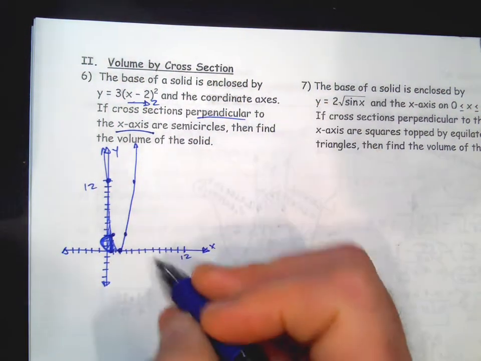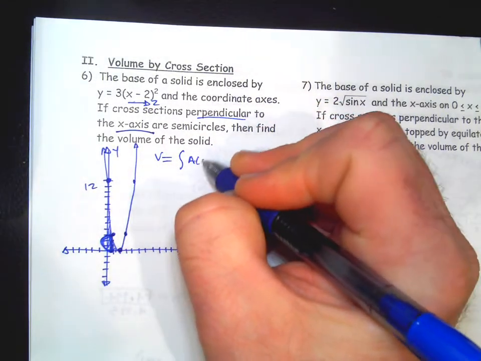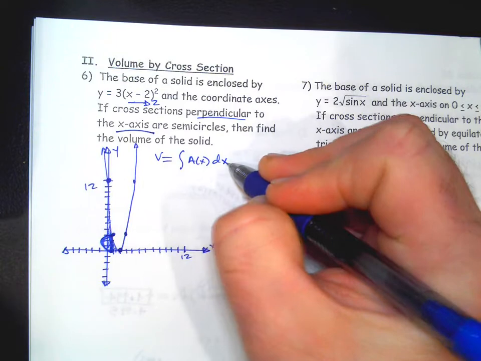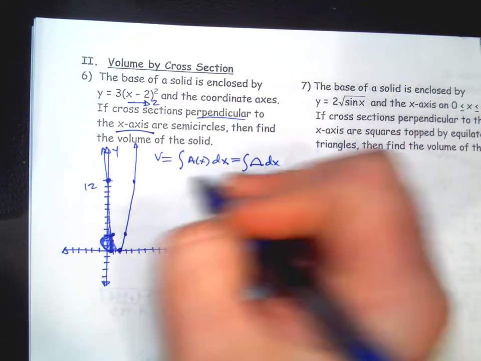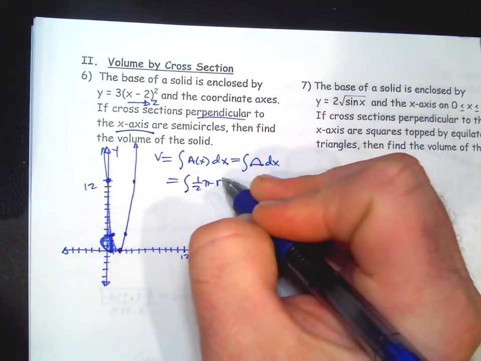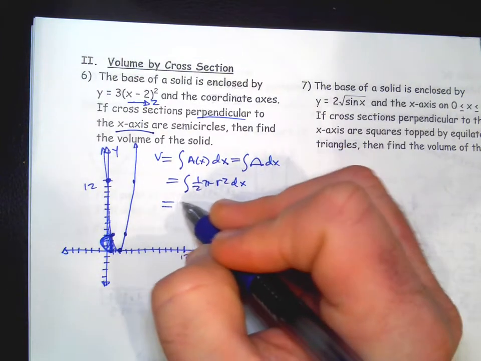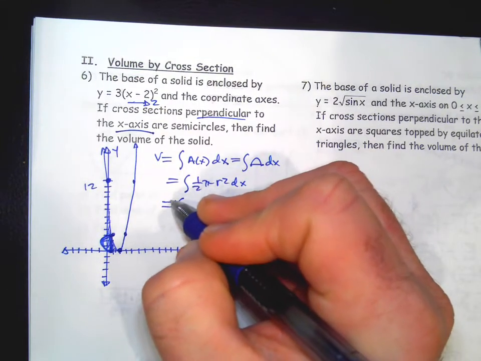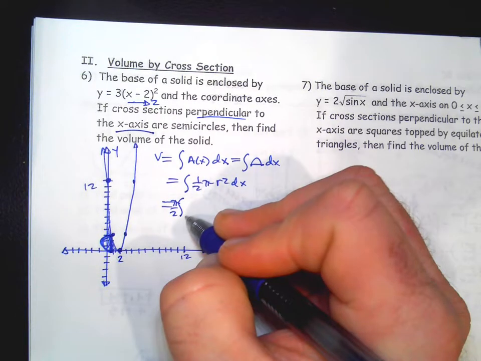So the volume by cross section means, since they're vertical slices, they should be a function of x. And in this case, they are half circles. I like to just draw a simple picture. And then that's going to be 1/2 pi r squared dx. I like to just write the most generic function, and then we can move the pi over 2 out front. The limits are going to be 0 to 2.